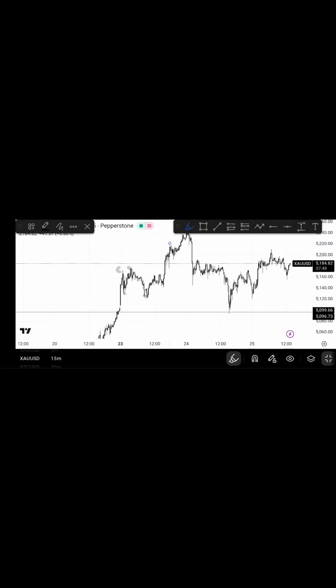Then price took it out. So we have lower high, lower low, we have lower high. Then price gave us a break of structure. We have lower low, but we don't have lower high yet because price did not close below here. If price closes below here, then we'll say we have lower high here. You understand now?